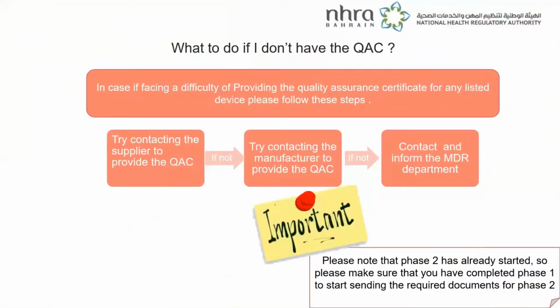Okay, this is a scenario of what to do if a facility doesn't have the quality assurance certificate. In case of facing a difficulty of providing the quality assurance certificate for any listed devices, please follow these steps. First, try contacting the supplier to provide you with the quality assurance certificate. If the supplier doesn't have the quality assurance certificate or any problem, try contacting the manufacturer. If not, you should contact and inform the medical device department.